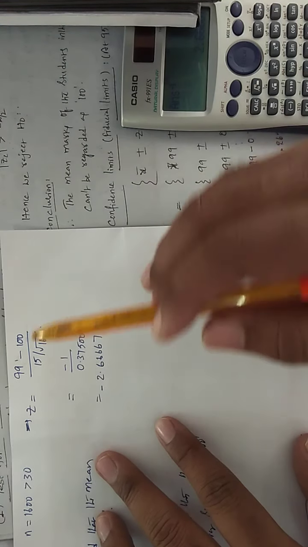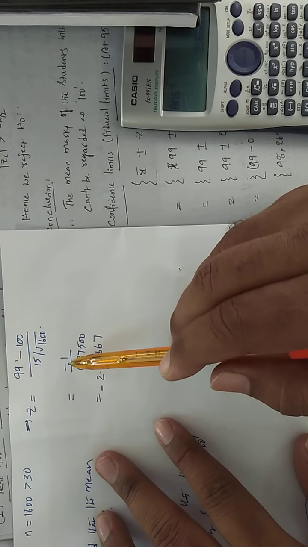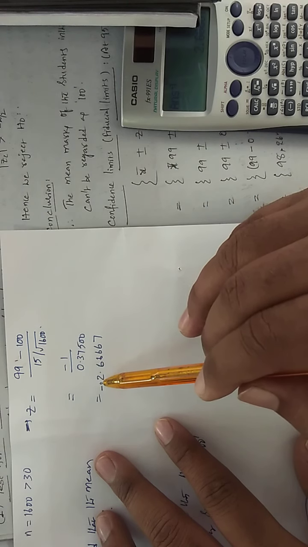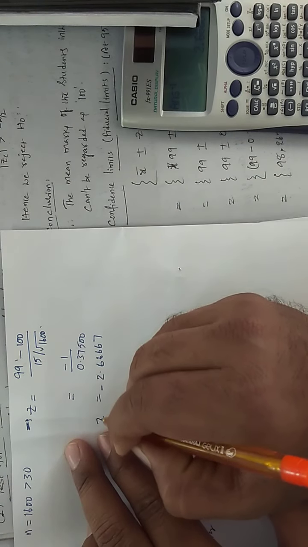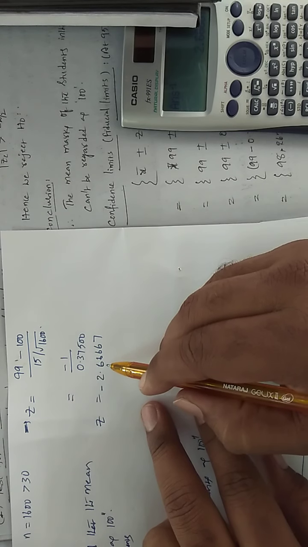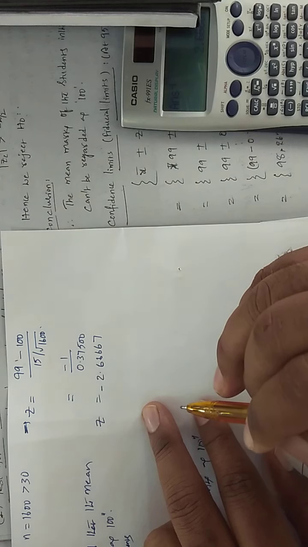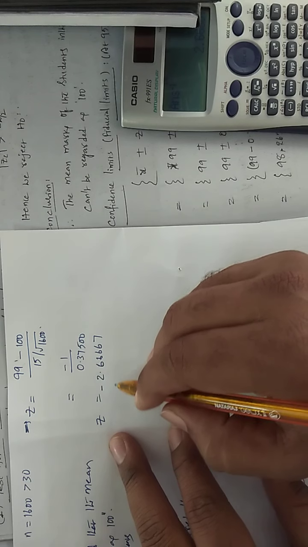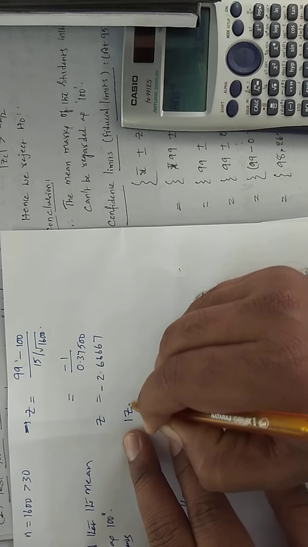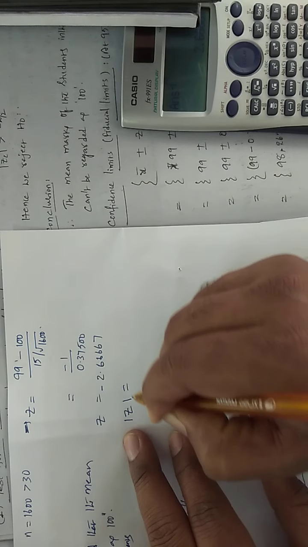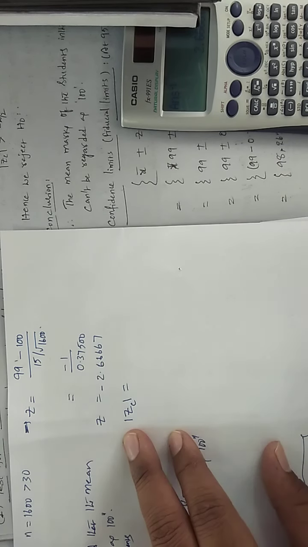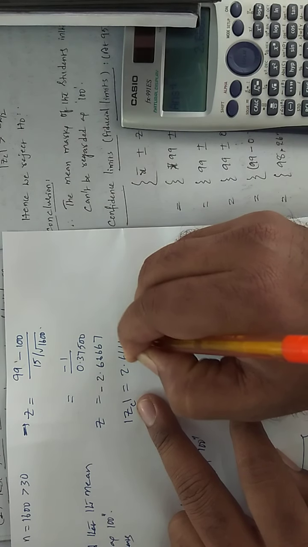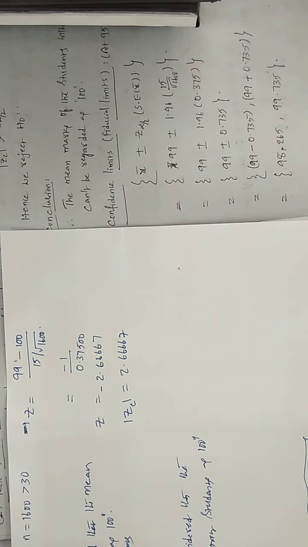Simplified, because 99 minus 100 you are getting a negative value. So minus 1 by the denominator value simplified, and overall what you got? Z is equal to minus 2.6667. But I already told you, though the negative value comes, we need to consider it as a positive value. Hence, how do you write the positive value? Modulus of Z. So this is the calculated value. Hence, modulus of Z calculated becomes 2.6667.